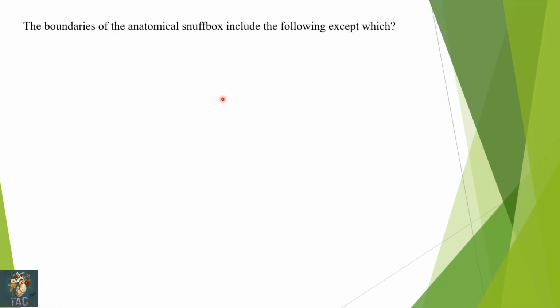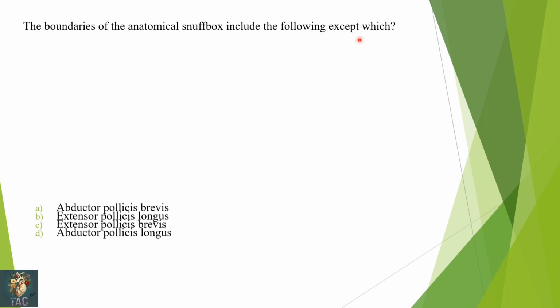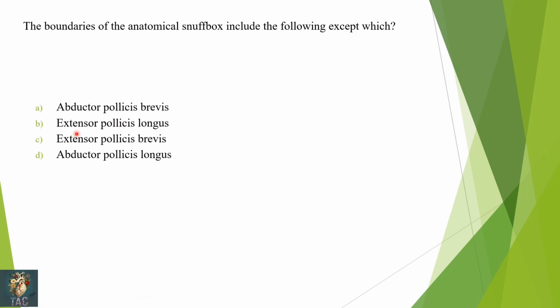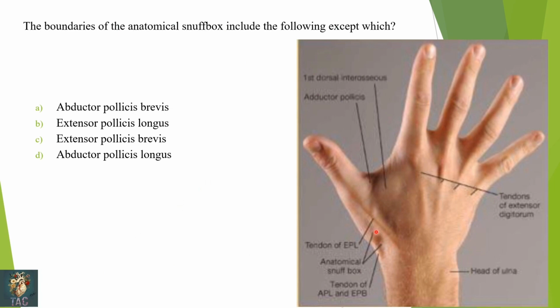Next MCQ is, the boundaries of the anatomical snuff box include the following except which: abductor pollicis brevis, extensor pollicis longus, extensor pollicis brevis and abductor pollicis longus. So look at this image. This is the tendon of the extensor pollicis longus, and these two are the tendons of the abductor pollicis longus and extensor pollicis brevis, which are forming the boundaries of the anatomical snuff box. So abductor pollicis brevis is not included, and this is the answer to the question.